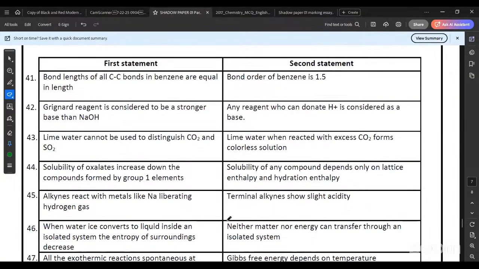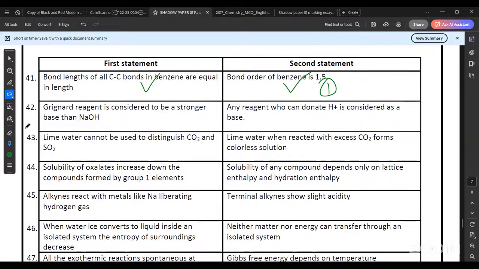Bond lengths of all carbon bonds in benzene are equal in length. ඒක හරි. Why is that correct? Because it undergoes resonance, right? It undergoes resonance, and there will be a resonance hybrid. So the bond order will be 1.5. Bond order of benzene is 1.5, and it explains this statement. So you can take answer number 1.